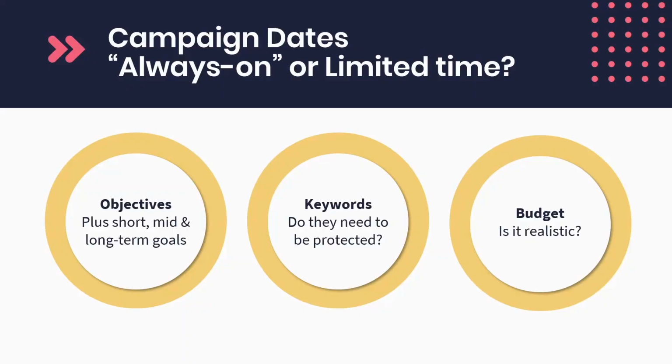Campaigns that have no end date are referred to as always on. Examples of that would be brand campaigns. So you would always be targeting your own keywords and you would remarket to people who visited your site as a result of a brand search.